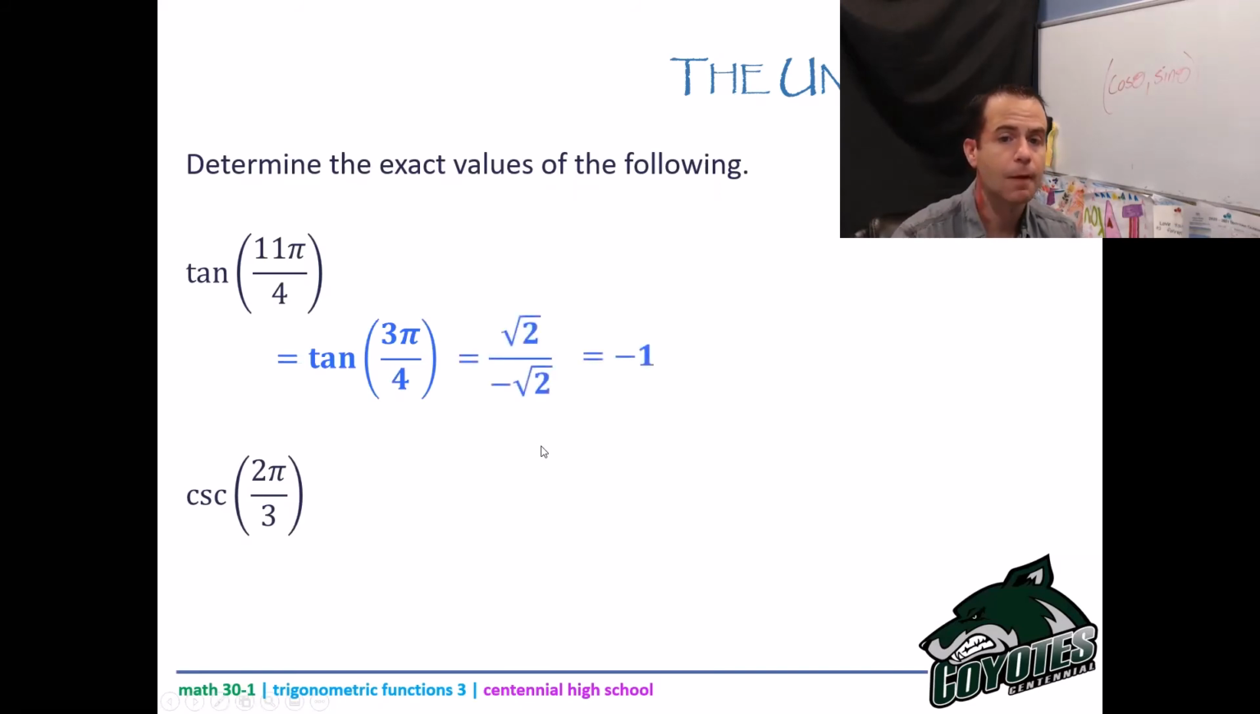Okay, cosecant of 2 pi over 3. So I head to 2 pi over 3. I remember that cosecant is the flipped version of sine. So if I can find the ratio for the sine of 2 pi over 3, which I can because it's the y value at 2 pi over 3, I just flip it. The sine of 2 pi over 3 was √3 over 2. So the cosecant of 2 pi over 3 is 2 over √3. I just flip that ratio.